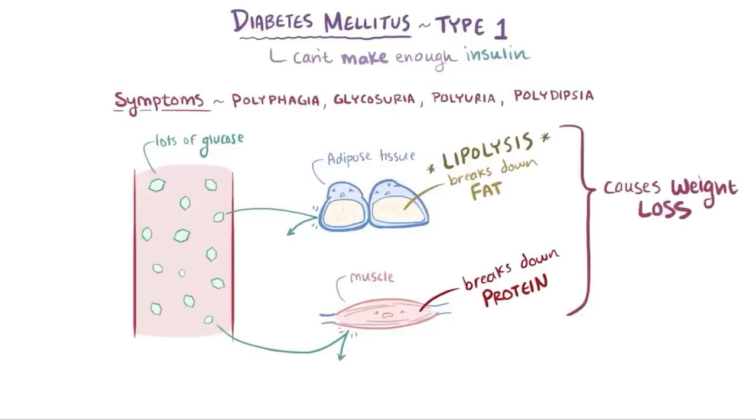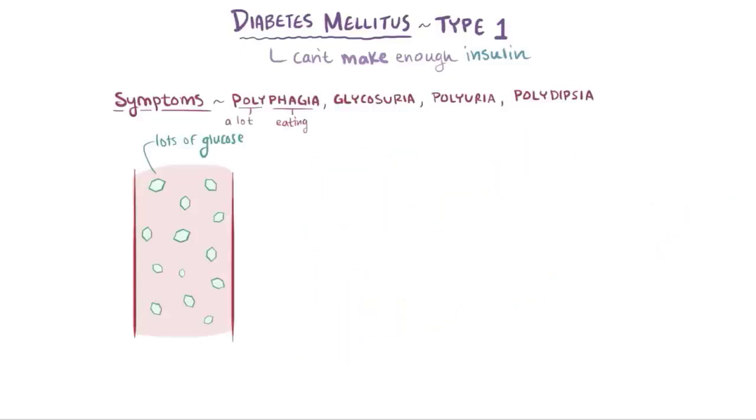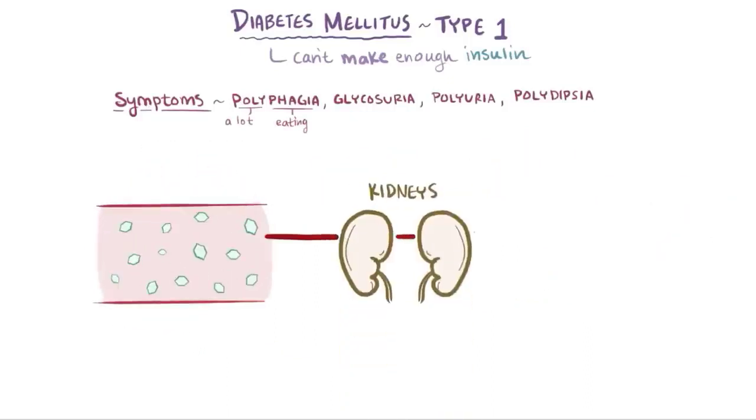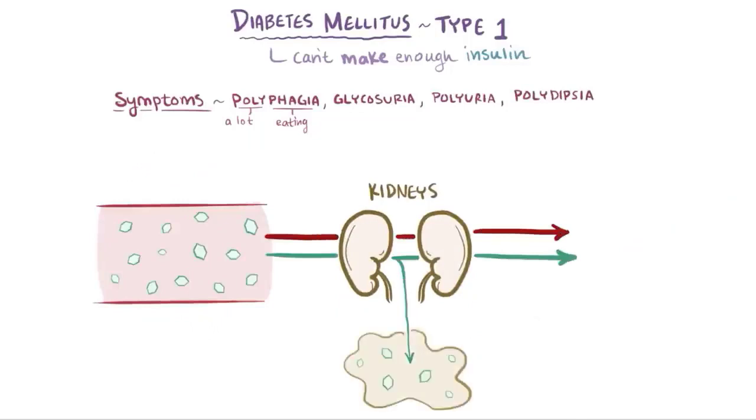This catabolic state leaves people feeling hungry, also known as polyphagia. Phasia means eating, and poly means a lot. Now, with high glucose levels, that means that when blood gets filtered through the kidneys, some of it starts to spill into the urine, called glycosuria. Glyco refers to glucose, and uria, the urine.